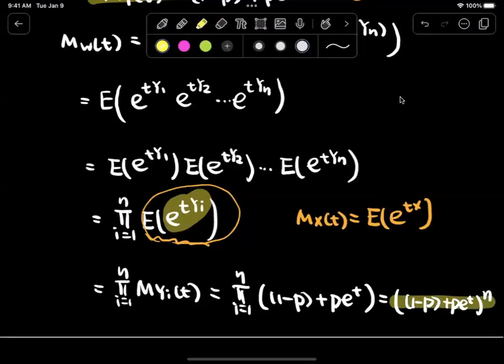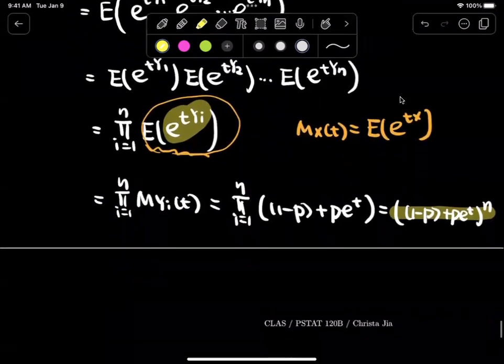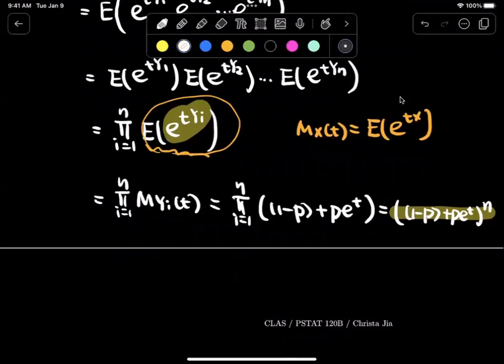So I would like to ask you to pause the video for a minute and go back to your formula sheet to see whether this MGF looks like one of the MGFs given in your formula sheet. And I would say yes, this is the MGF of binomial(n, p).